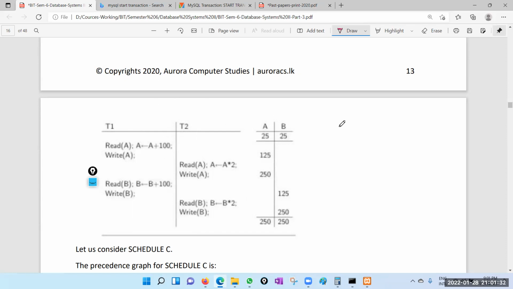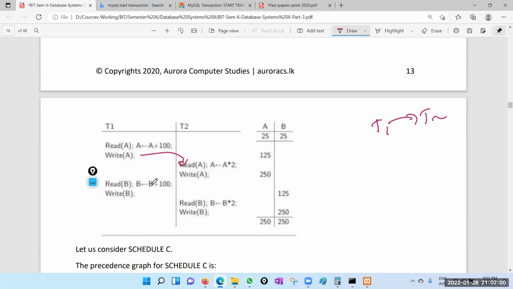Now this is read write, read write, read write, read write. Do you have any dependencies? This is a write and read dependency, T1 to T2. What else? This is also A to A, but write to write. Already we have shown T1 to T2.